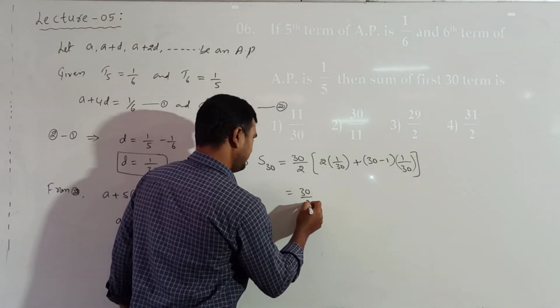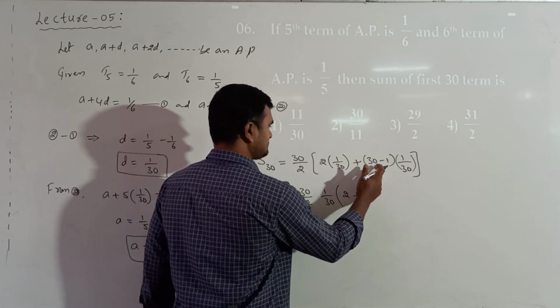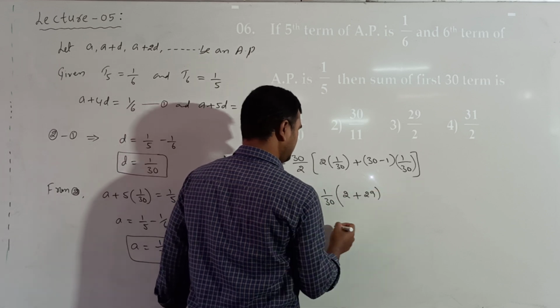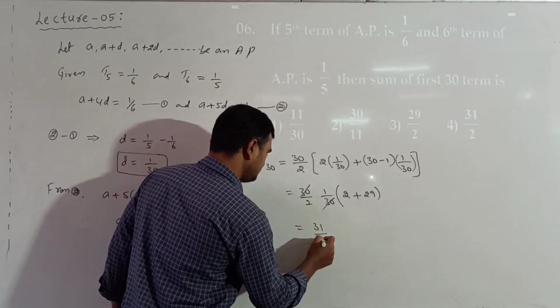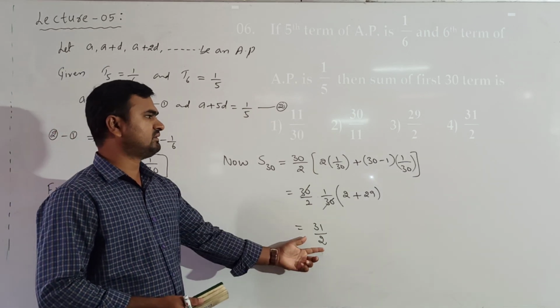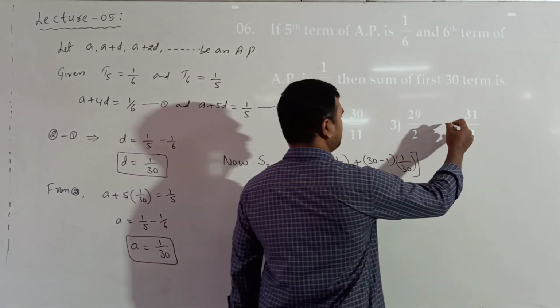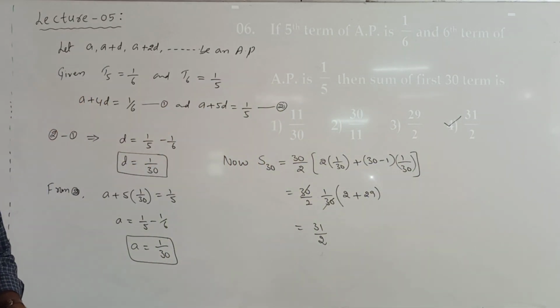So 1 by 30 we can take common, it will get cancelled. So 2 plus the remaining is 29. So 31 by 2. So the required sum of the first 30 terms is 31 by 2. Can go for one question. Let's see the next question.